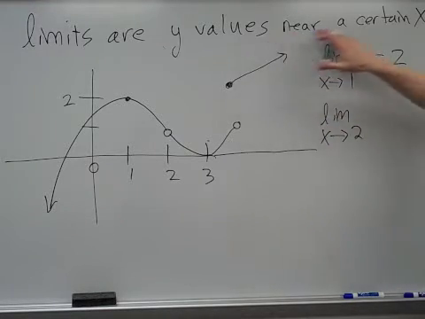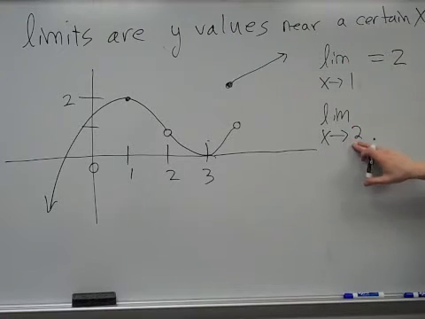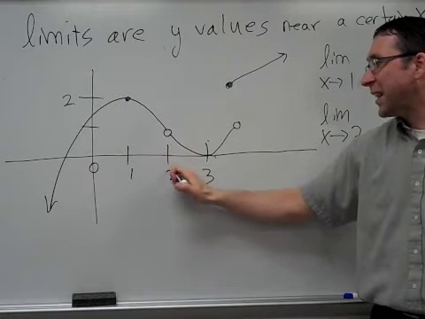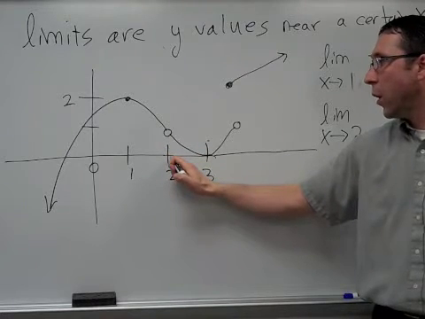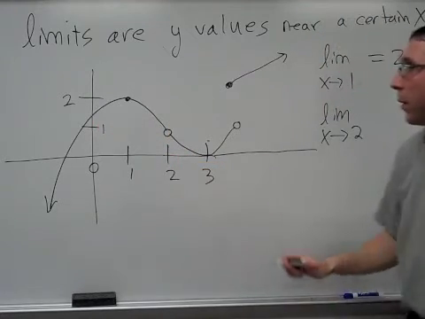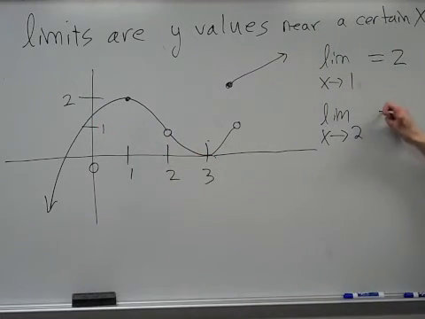Limits are y values near a certain x. If we're near 2, what is the y value? We're not exactly on 2, we're near 2. How high is the graph? Well, I meant to line it up a little bit better, but the height of the graph is 1.